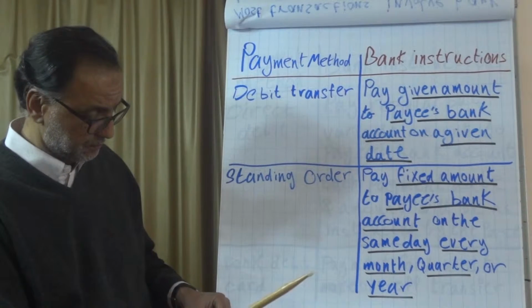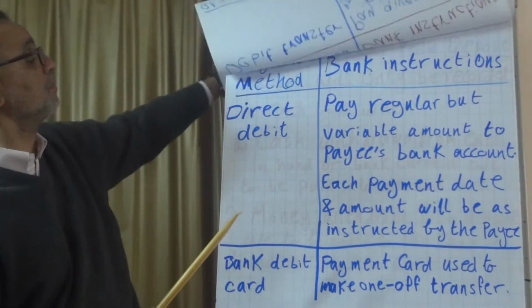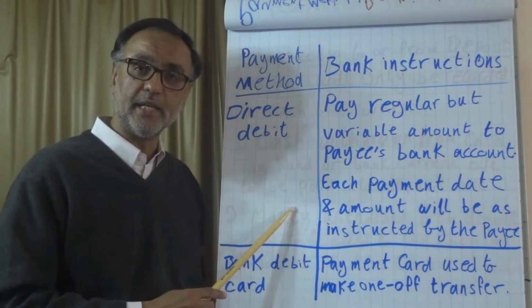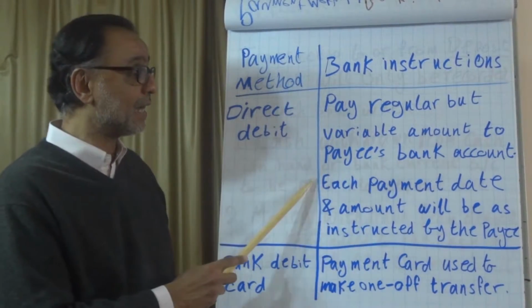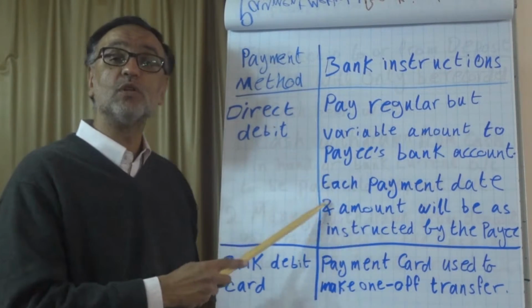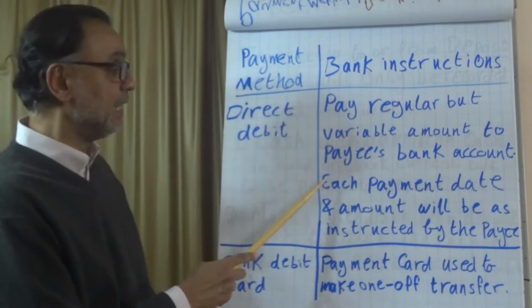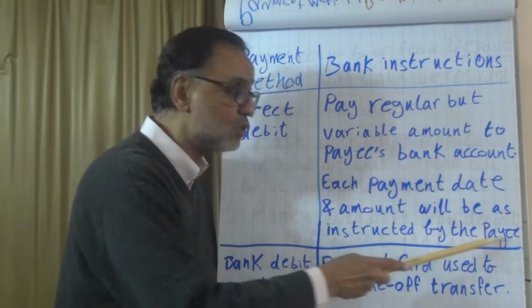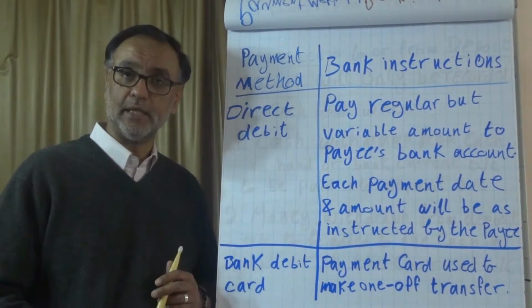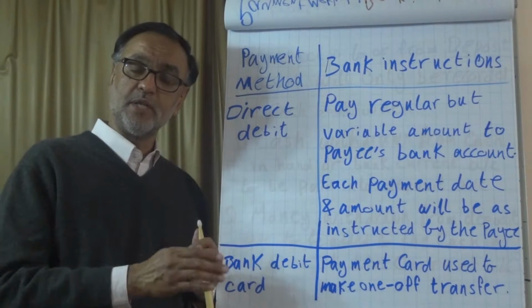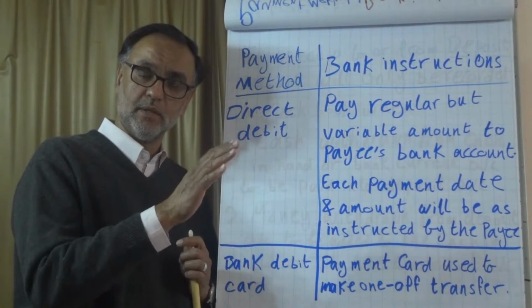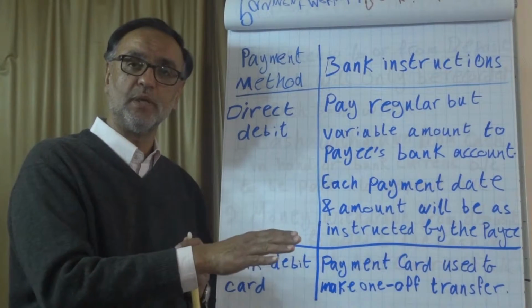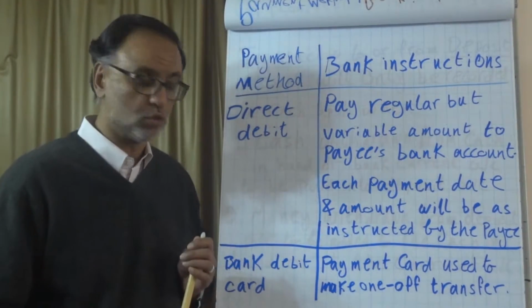Number 3 of the payment methods is direct debit. It pays a regular but variable amount to the payee's account. The payee's bank account receives this payment according to the instruction from the payee. Each payment date and amount will be as instructed by the payee. So the payee decides the payment amount and date. The business gives the instruction to the bank that this payee with this account number will instruct you when the payment should be made and how much should be paid.